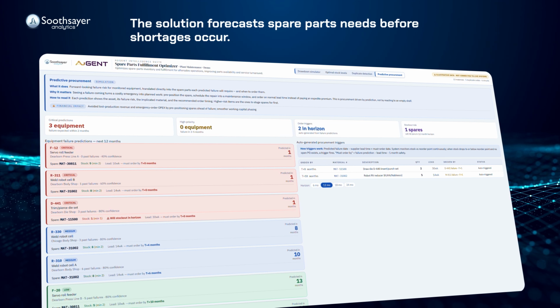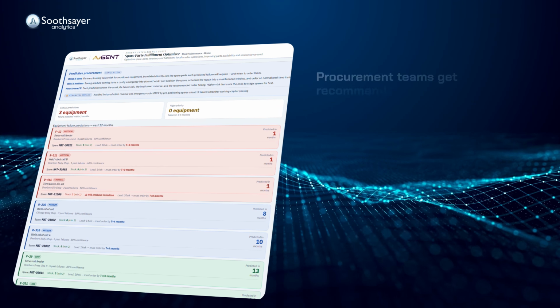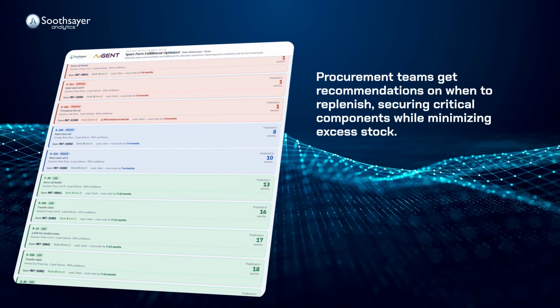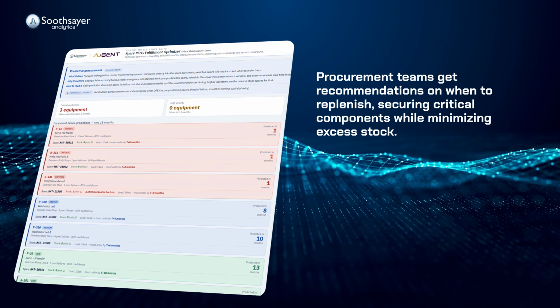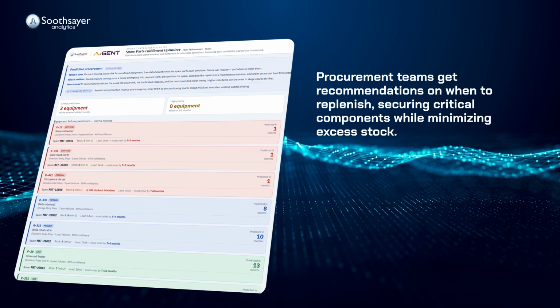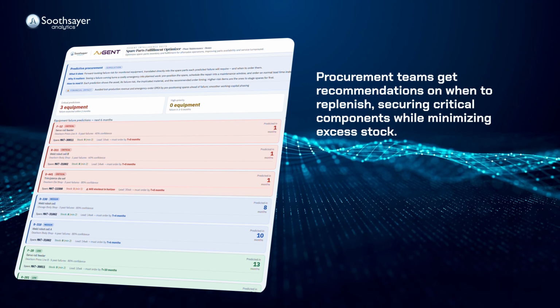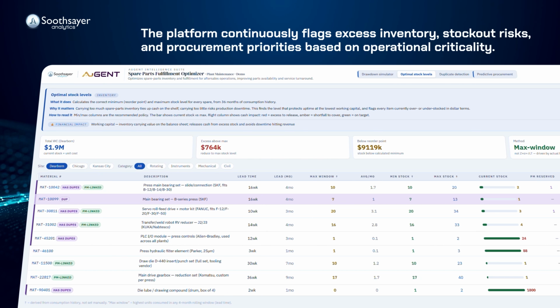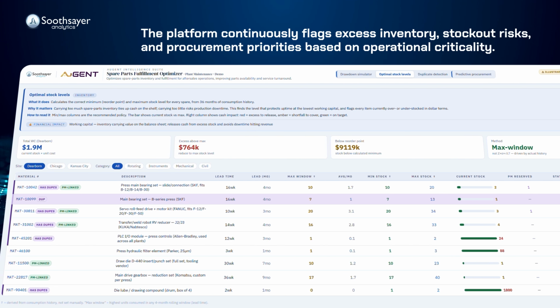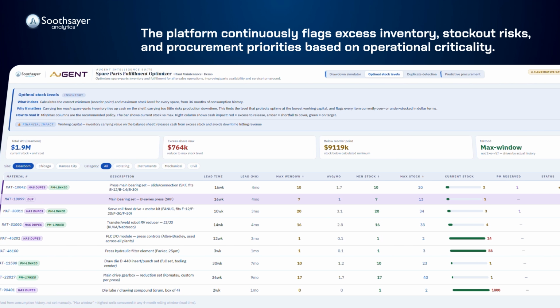Procurement teams receive intelligent recommendations on when to replenish inventory, allowing them to secure critical components while minimizing excess stock. As inventory conditions change, the platform continuously identifies surplus inventory that can be reduced, highlights parts approaching stockout risk, and prioritizes procurement activities based on operational criticality.